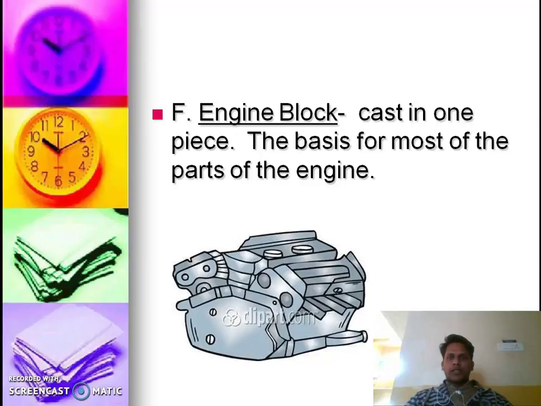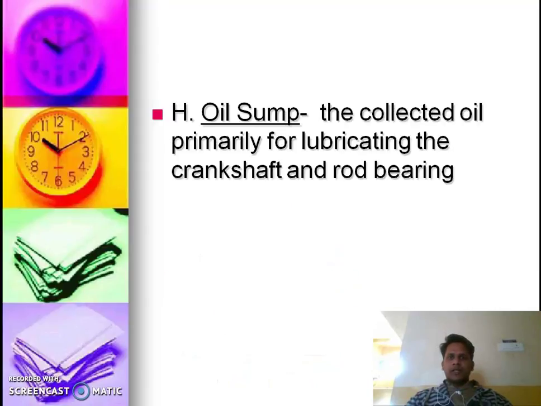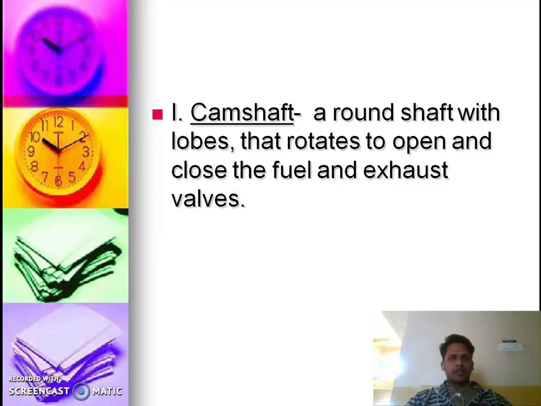This coolant reduces the temperature of the engine. Engine block, cast in one piece, is the basis for most of the parts of the engine. Oil pan, where the oil is collected and recirculated. Oil sump, the collected oil, primarily for lubricating the camshaft and rod bearing. Camshaft, a round shaft with lobes that rotate to open and close the fuel and exhaust valve.